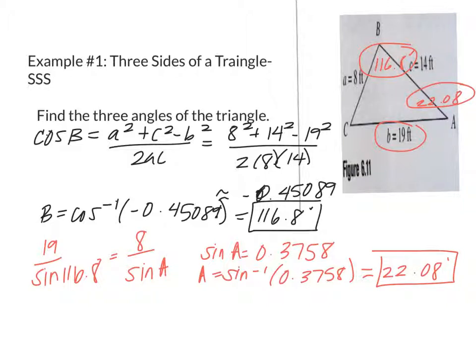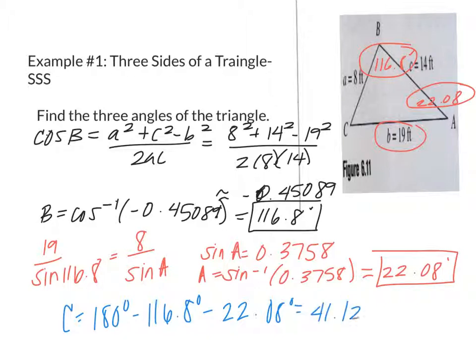All right, now with two sides and I'm missing my last side, let's make this really easy. Let's just go back to the basics and know that the whole triangle's angles have to equal 180 degrees. So that's C equal to 180 degrees minus 116.8 degrees minus 22.08 degrees. And that's going to give me 41.12 degrees as C. And we have found everything that we needed.